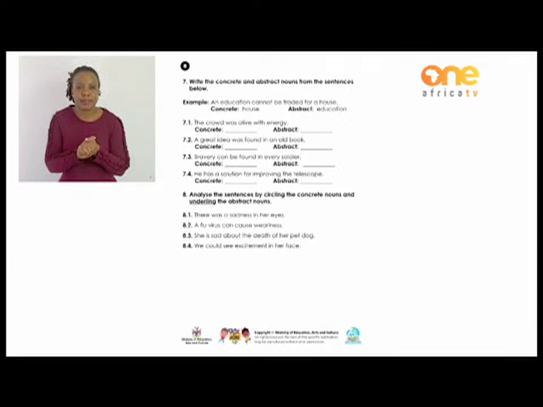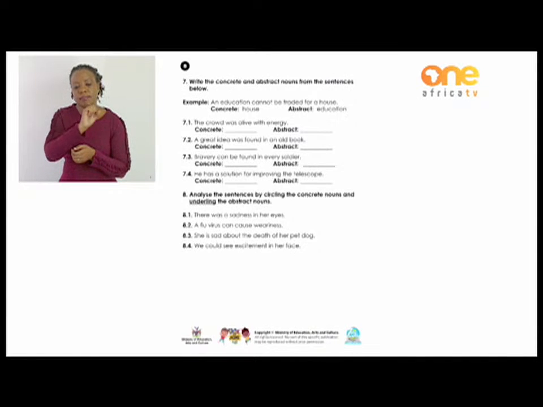Right. Analyze the sentences by circling the concrete nouns and underlining the abstract nouns. There are two things that you should do to each of the following sentences. When you read the sentence, you see a concrete noun, you circle it, and when you see an abstract noun, you underline it. Okay. For example, there was a sadness in her eyes.